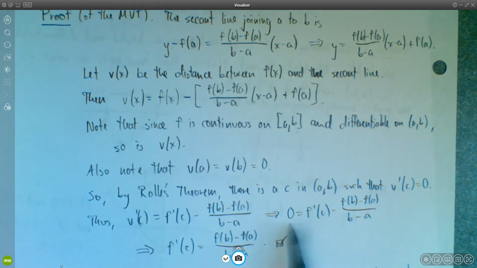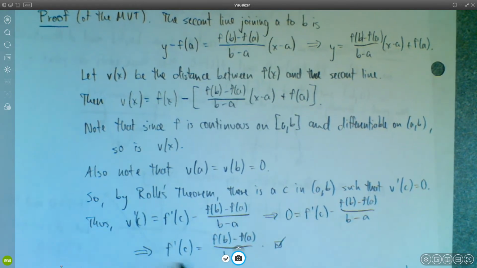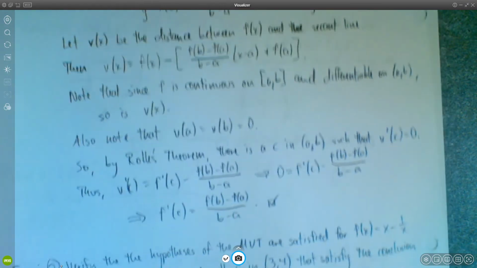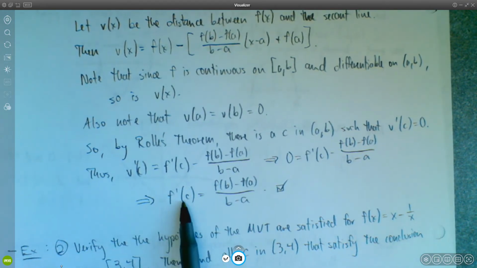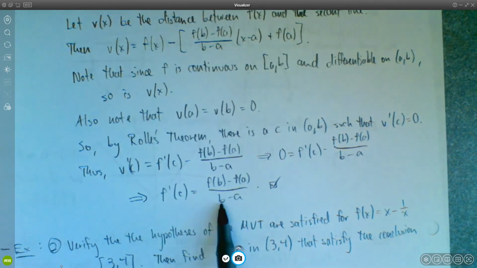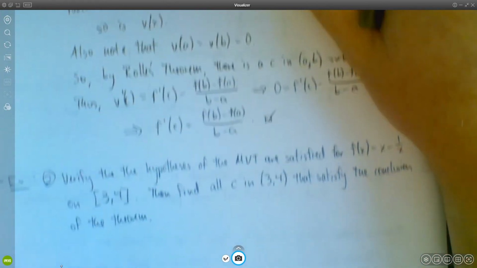Okay. Well, so then you can add this over to the other side, and you get f prime of c equals f of b minus f of a over b minus a. Sure enough, right? We've found a c such that the instantaneous rate of change is equal to the average rate of change, right? Which is the statement of the mean value theorem. So there's the proof, right? It's a nice one. I like it.